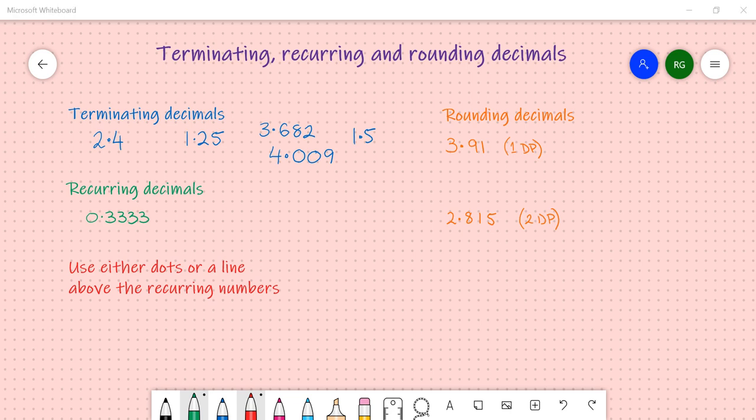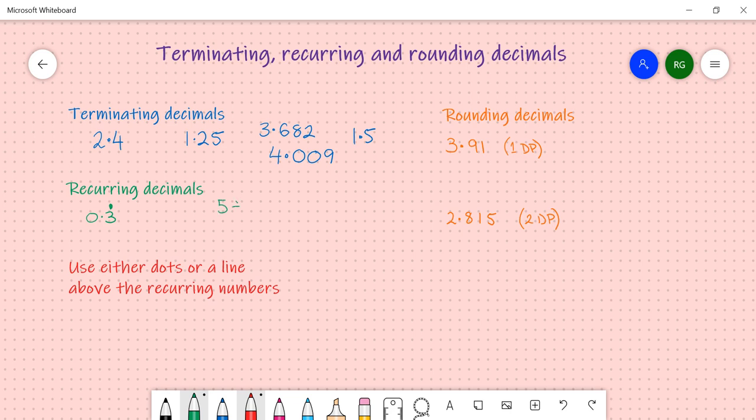The way we symbolize this to show someone that the answer isn't just 0.3333, we actually can put a dot above the number that repeats. So I can get rid of the rest of the threes. By putting a dot above the 3 in 0.3, that's telling the reader that it goes 0.333333 forever.